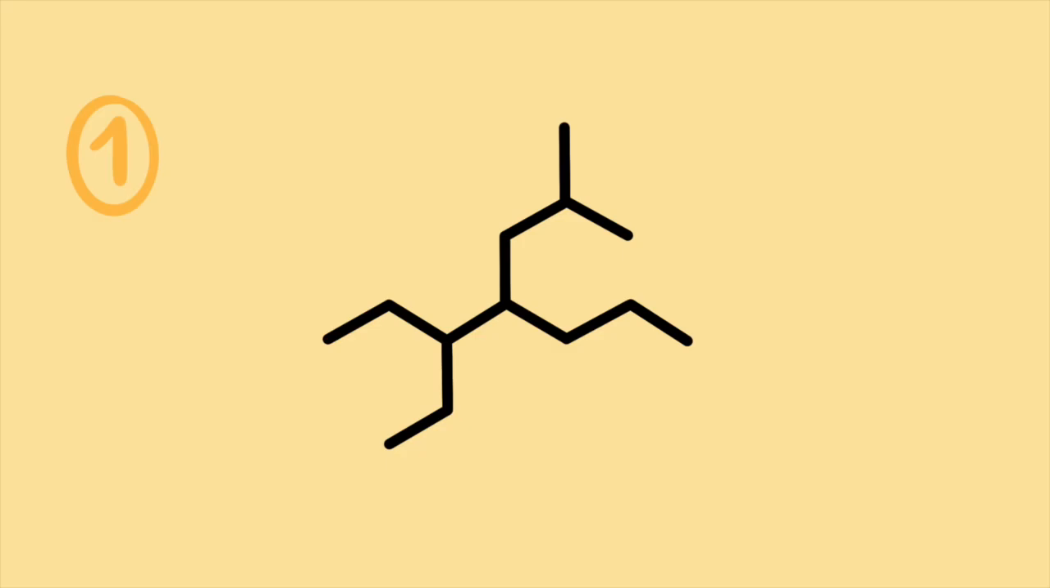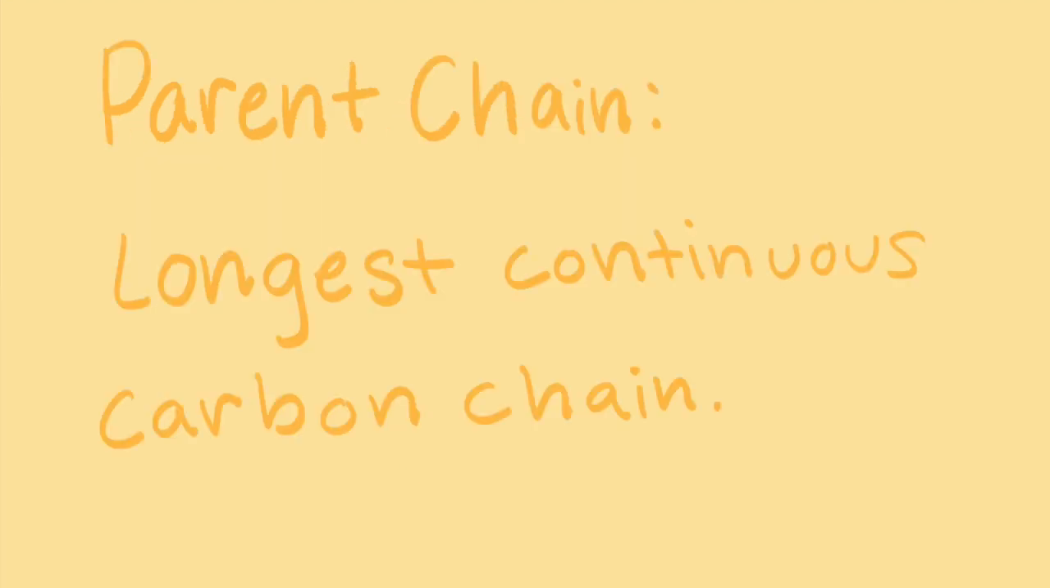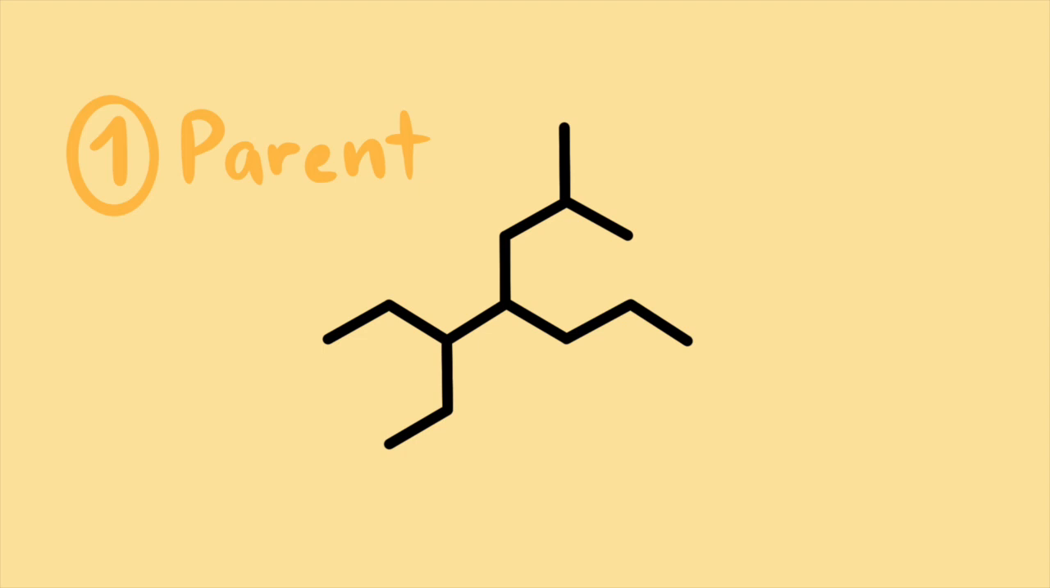The first thing we want to identify is the parent chain, or the longest chain in the compound. We have a couple of options here, so let's take a look at all of them. Our first option here, highlighted in red, is 7 carbons long. So let's see if we can find a longer one. This one here, highlighted in green, is also 7 carbons long, so let's keep looking. This blue one is also 7 carbons long.